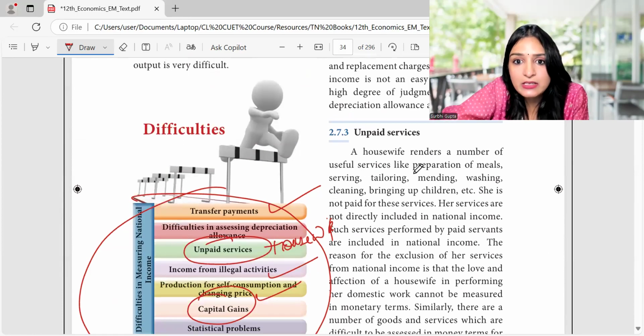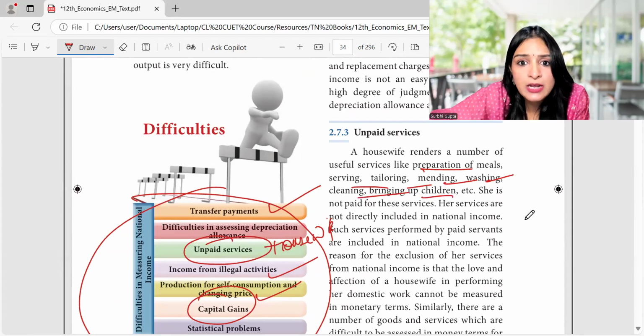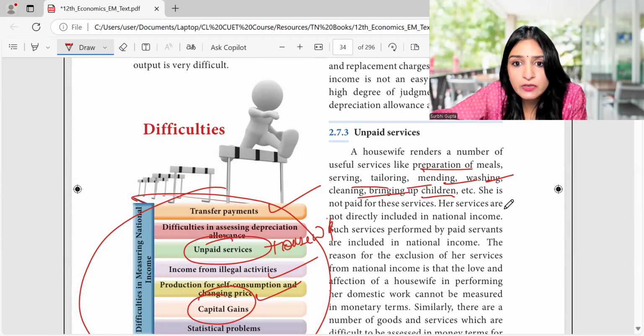Then, as I said, if we come to unpaid services, a housewife renders a number of useful services like preparation of meals, servicing, tailoring, mending, washing, cleaning, bringing up children. She's not paid for the services. Her services are not directly included in the national income when they should be.